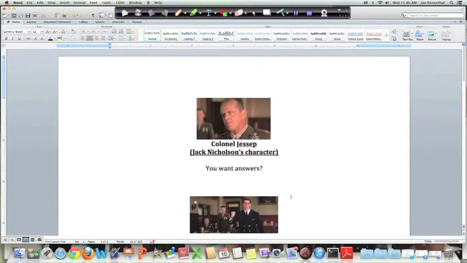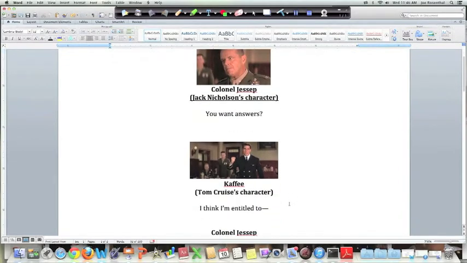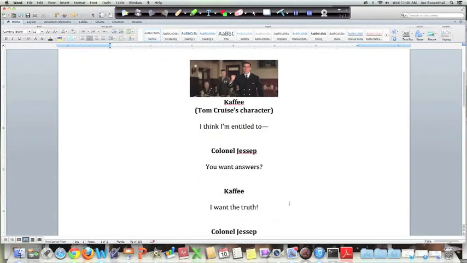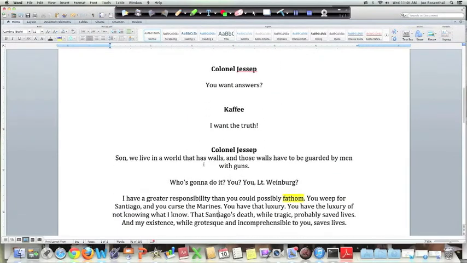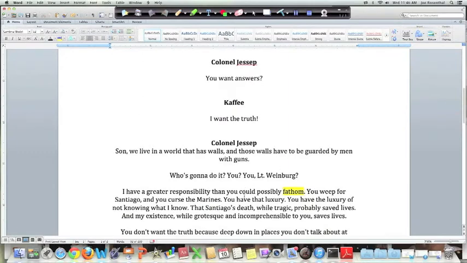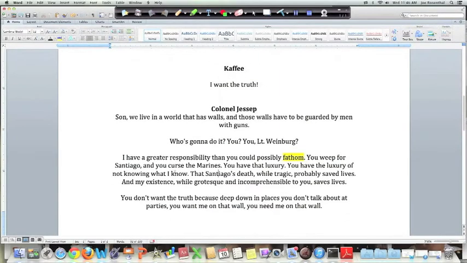So here we go. You want answers? I think I'm entitled to. You want answers? I want the truth. Son, we live in a world that has walls, and those walls have to be guarded by men with guns. Who's going to do it? You, Lieutenant Weinberg? I have a greater responsibility than you could possibly fathom.